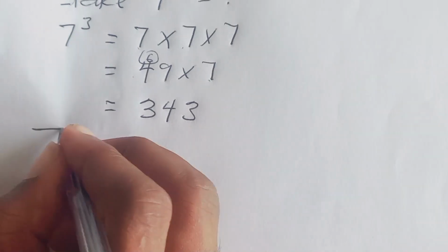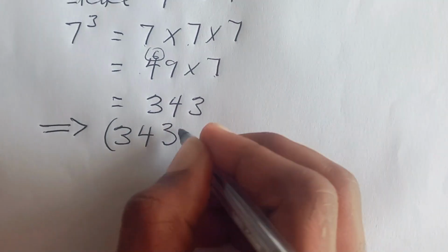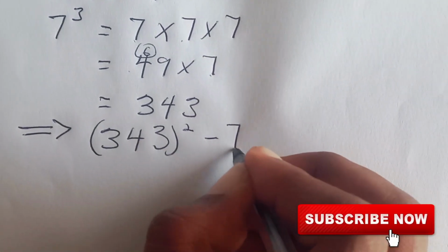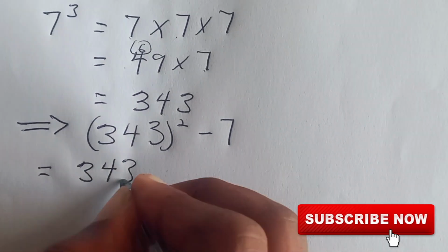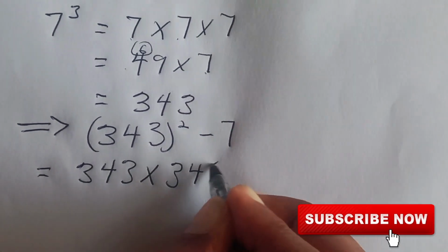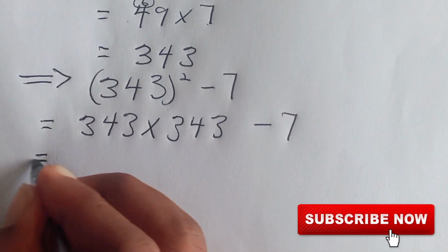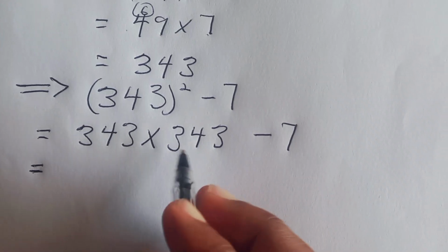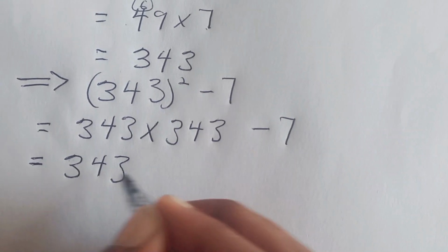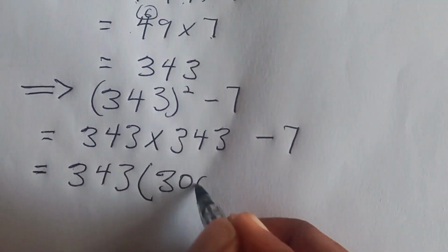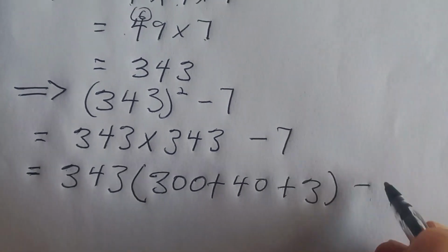Okay, so we substitute back into our equation, which is 343 all squared minus 7. So 343 all squared is the same as 343 multiplied by 343 minus 7. Okay, so as we are saying, because we are not supposed to use a calculator, we can break this down as 343 times (300 plus 40 plus 3) minus 7.